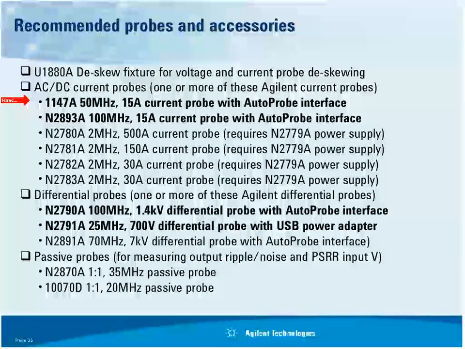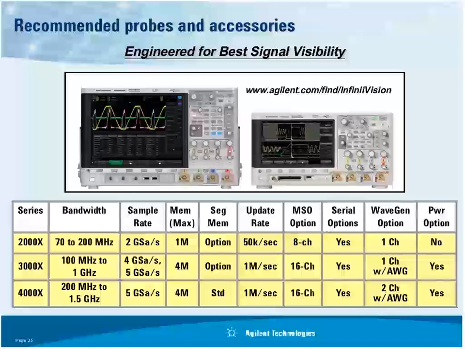The PSRR, power supply rejection ratio, that's where you're probably going to need a 1-to-1 passive probe. This is the one that we would recommend. It's not terribly expensive, but this is where your big investment is going to be, is in your current probe and your high voltage differential active probe.